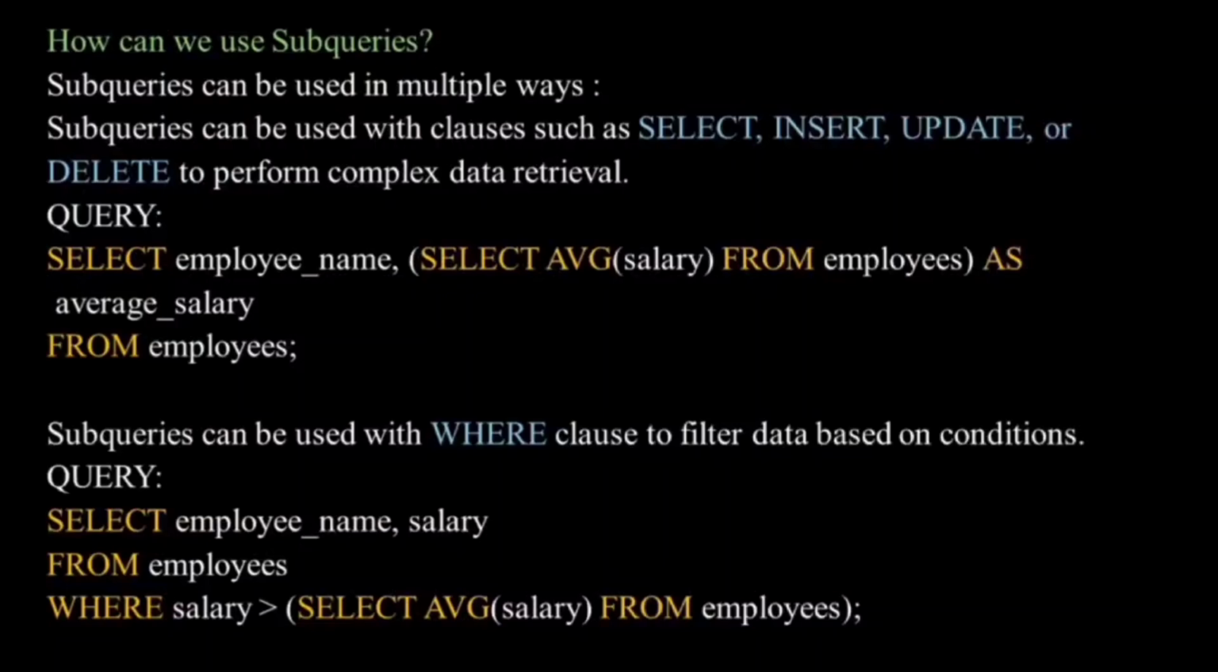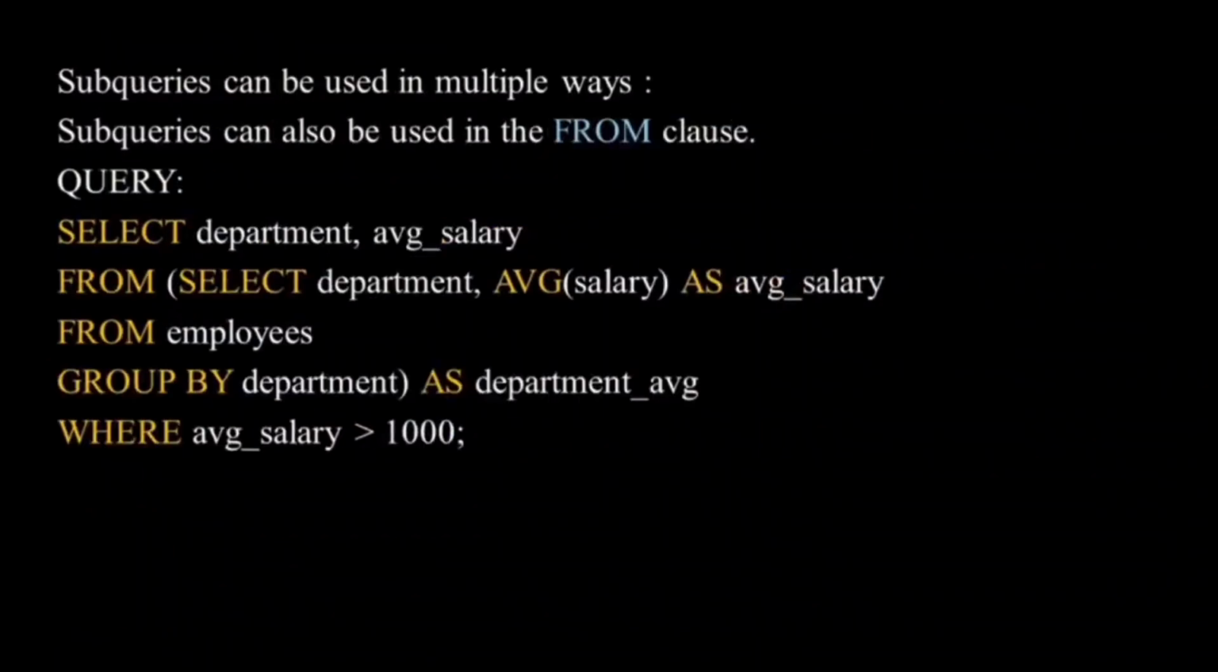Coming to the WHERE clause, a subquery can be used to filter records based on the result of the subquery. Example, if you want to find employees who earn more than the average salary, in this case the subquery SELECT AVG(salary) FROM employee calculates the average salary. The main query then selects only those employees whose salary is above the average.